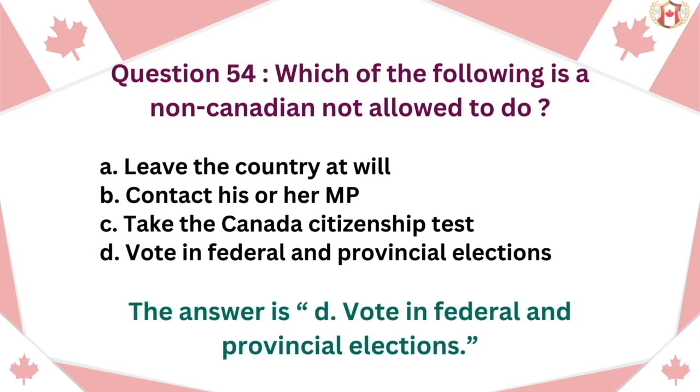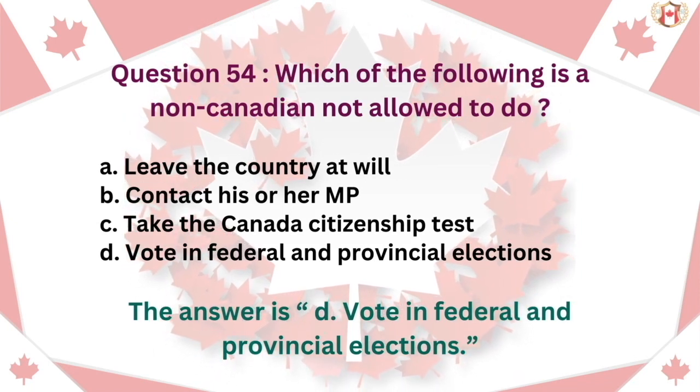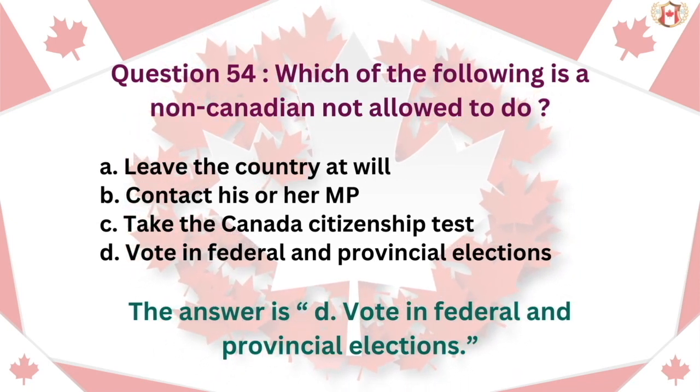Question 54. Which of the following is a non-Canadian not allowed to do? A. Leave the country at will. B. Contact his or her MP. C. Take the Canada Citizenship Test. D. Vote in federal and provincial elections. The answer is D. Vote in federal and provincial elections.